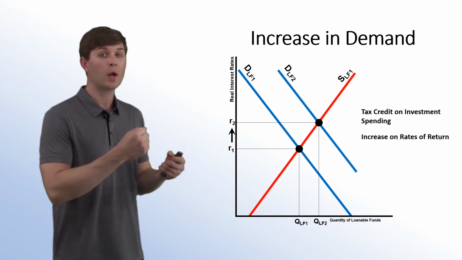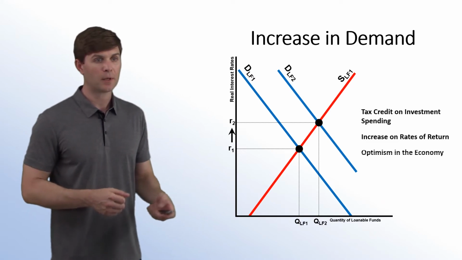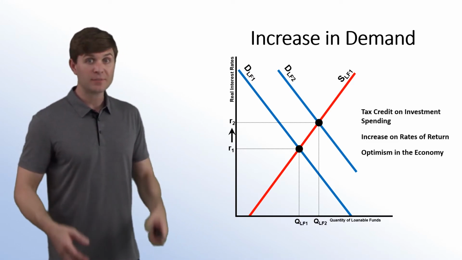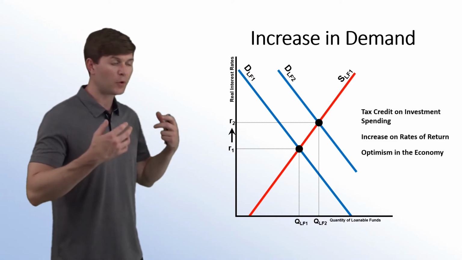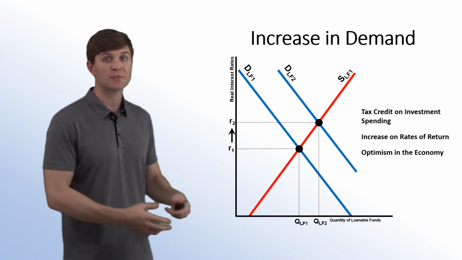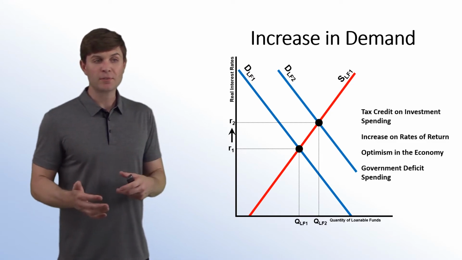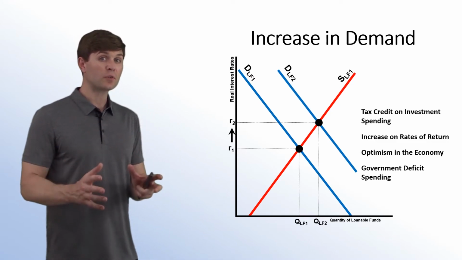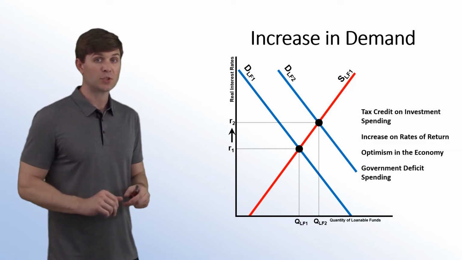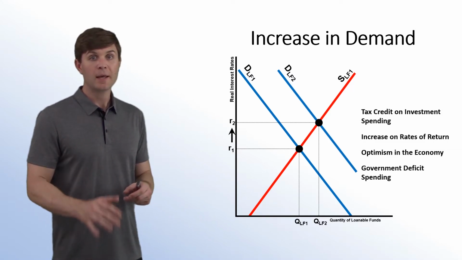They're going to borrow more to invest more in their company. All right, optimism in the economy. Like I said, if they think everything's going great, they're going to build new buildings. They're going to buy new machines and they need to borrow to do that. All right, now the other big one, government deficit spending. And this is the one that does cause the crowding out. And I'll talk about that in just a minute, but keep these in mind.